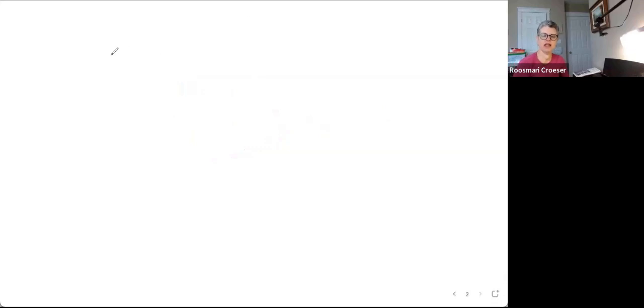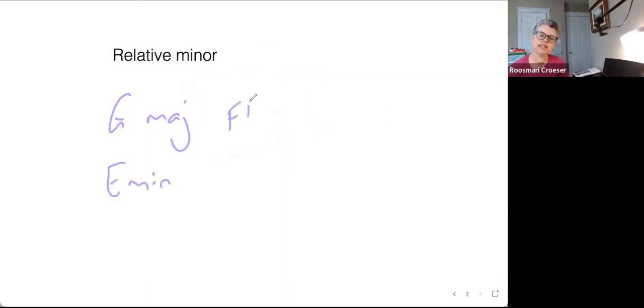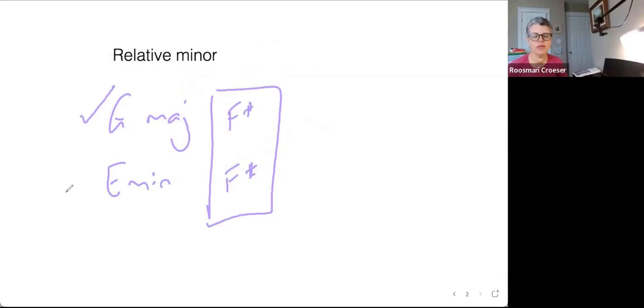Then we have the relative minor. This is where the major, let's say G major, and its relative minor share the same key signature. There's only one major key and one minor key per key signature.